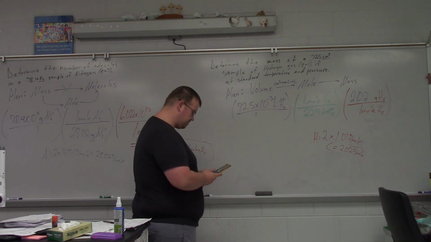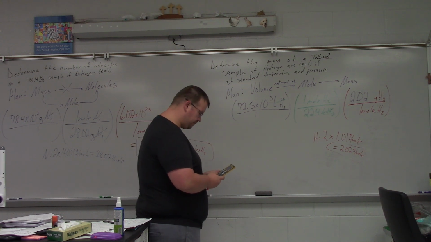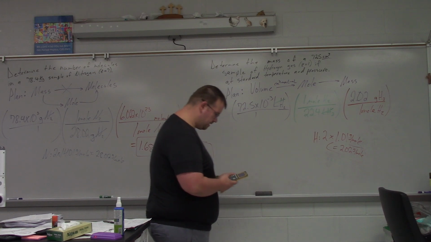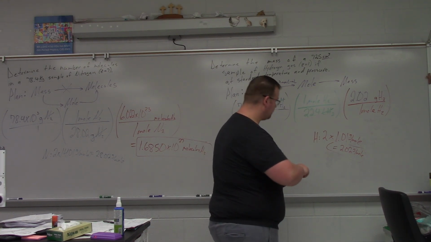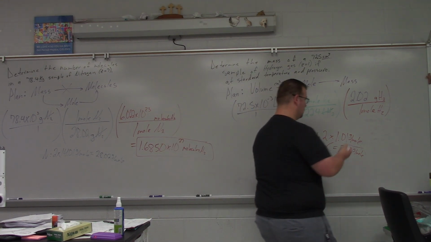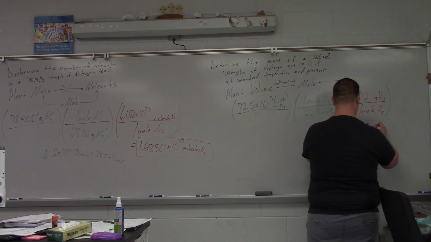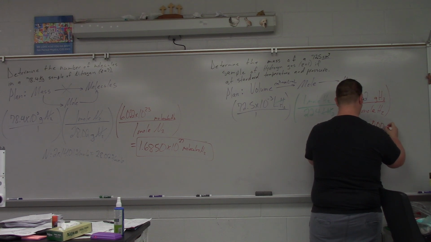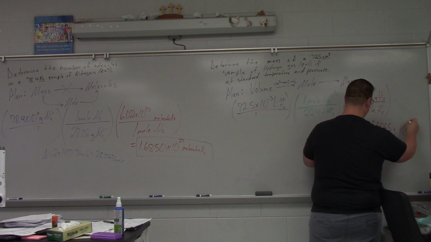All right, divide by 22.4. Multiply by the 2.02. Ladies and gentlemen, you're either right or wrong, it doesn't matter how wrong. 0.065 grams of H2. Are you sure? Yeah, I got that.